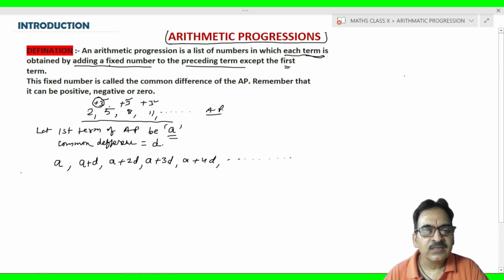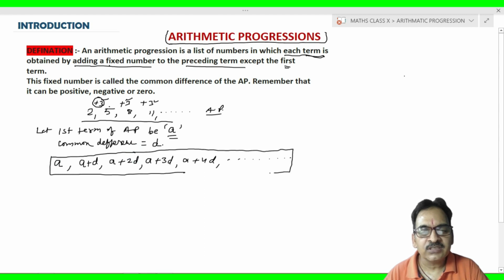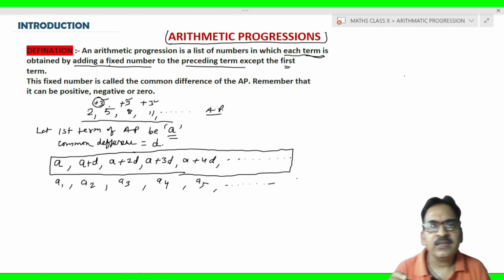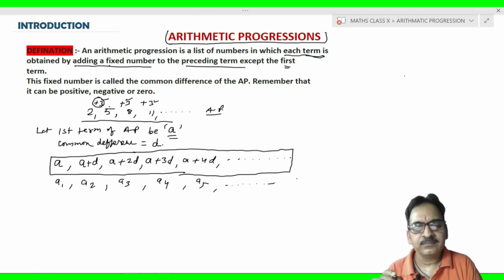So this is a general or standard form of writing a progression, that is AP. Arithmetic progression is written in general in the form: first term is your A1, second term is your A2, third term is your A3, fourth term is your A4, next is your A5, and so on. Clear? Understood? So this is the way of writing the general terms of an AP.